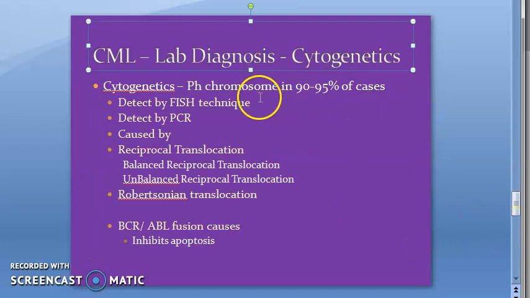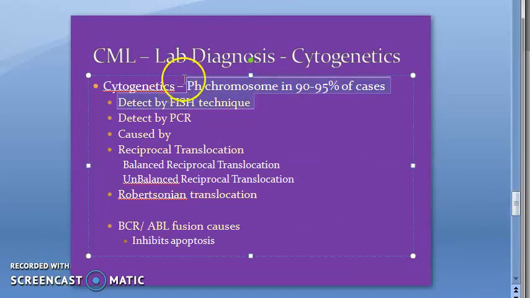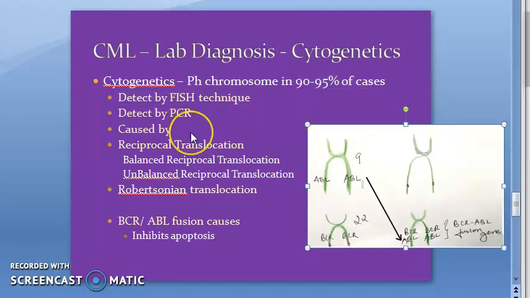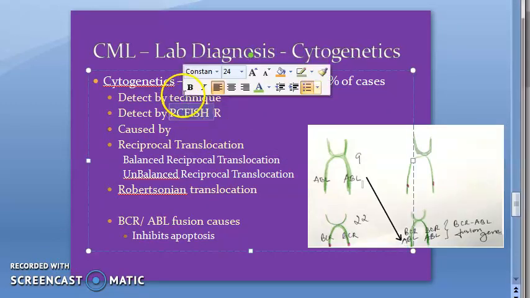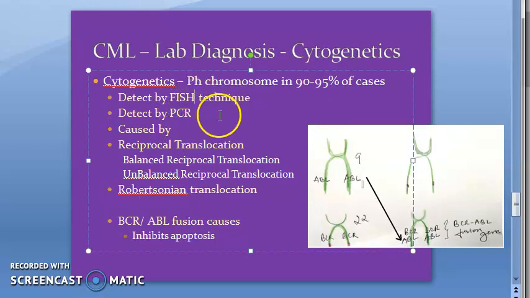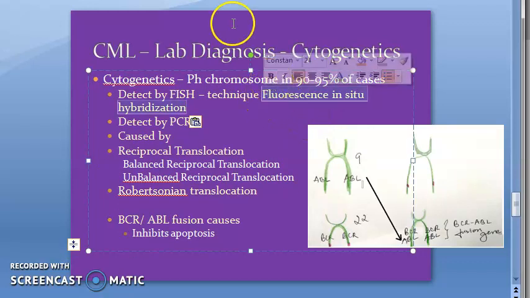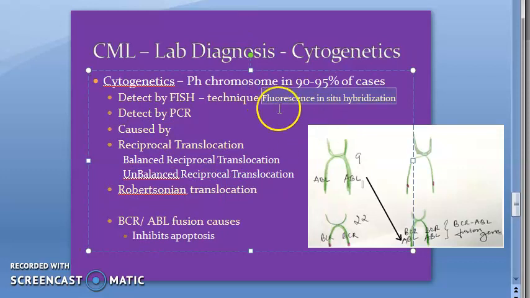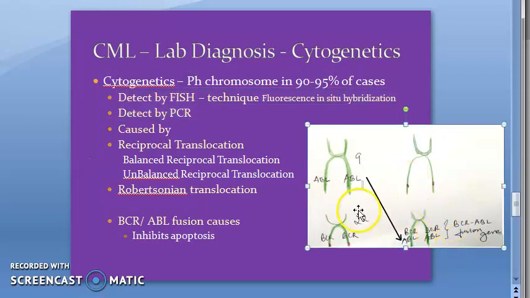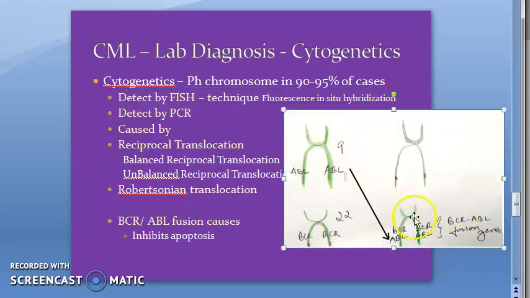Now let us go to cytogenetics, the Philadelphia chromosome. So basically you can detect the Philadelphia chromosome either by FISH technique or by PCR. What is FISH? Tell the full form of FISH. Fluorescence in situ hybridization. This is for detecting the chromosomes, okay. So that one you can use, or you can use PCR to detect this BCR-ABL fusion gene, okay. You can use this technique.